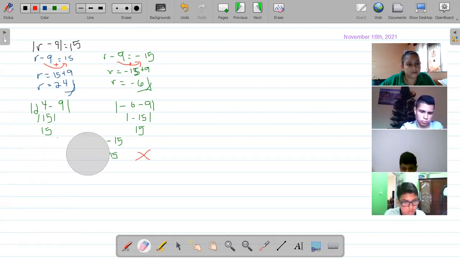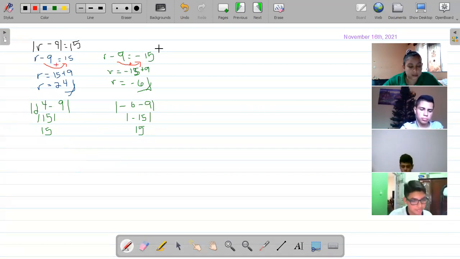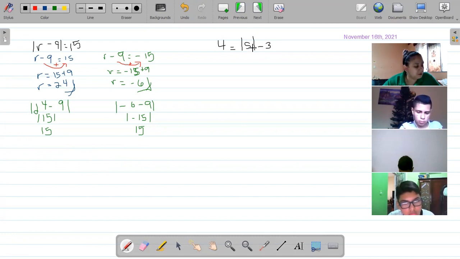I'm going to erase that, but it will be on the video so you can remember that part. Okay, so that's why it has to be a number greater than 0. Okay, because there's no possibility. What does that mean? It means that this exercise, 4 is equal to the absolute value of s minus 3. Is this possible? Is it possible?